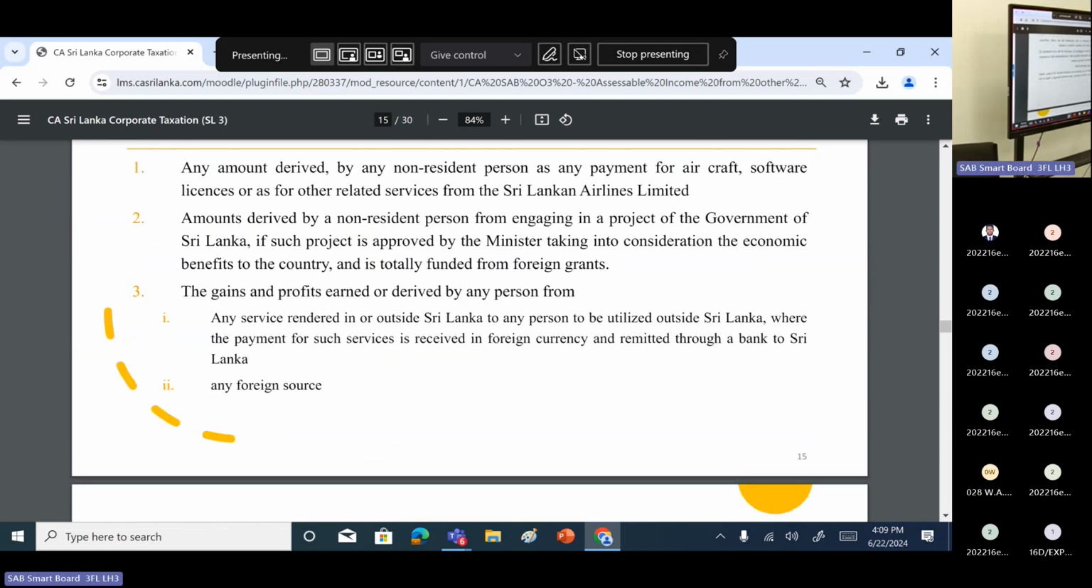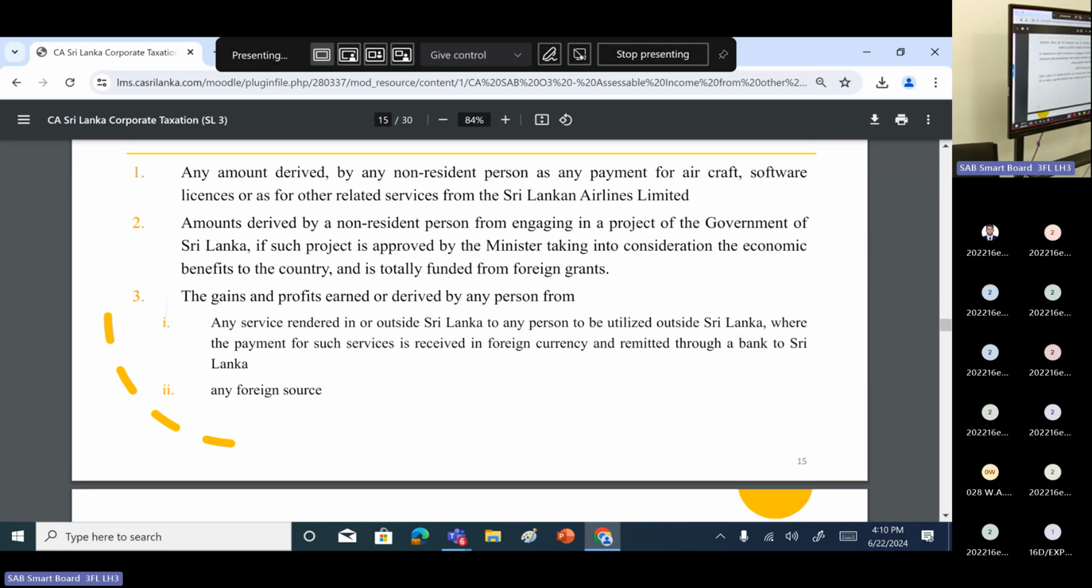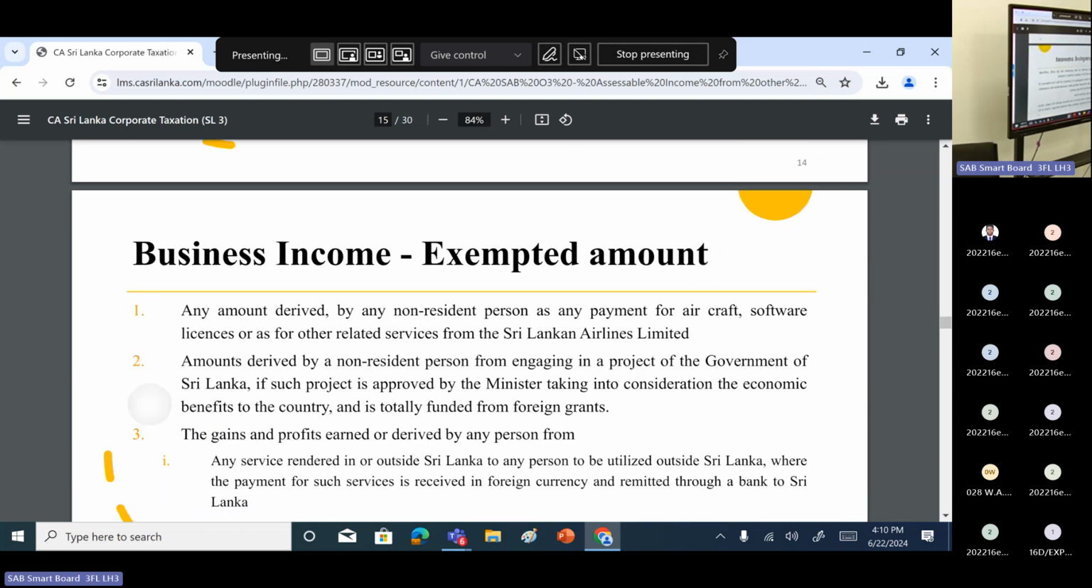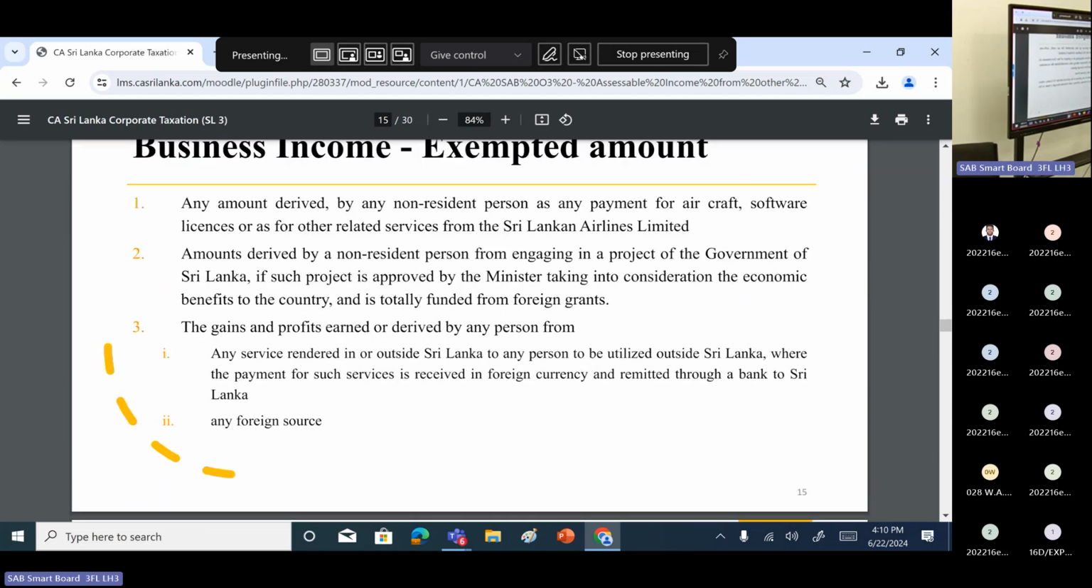Any amount derived by any non-resident person as any payment for aircraft, software license, or other related services from Sri Lankan Airlines. Amount derived by a non-resident person from engaging in a project of the Government of Sri Lanka, if such project is approved by the ministry. This is actually coming under the business income. So these exemptions are coming under the business income, right? Exemptions for business income.